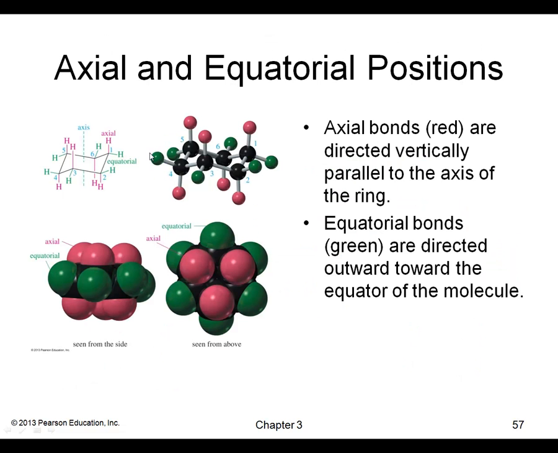But here is the important part that we want to talk about, what are called axial bonds and equatorial bonds. Axial bonds stick up or down on an axis. So all the red hydrogens are axial bonds. Equatorial bonds stick out toward the equator of the molecule, and they're all in green. So you can see it on this line bond structure, you can see it on this molecular model, and on this space filling model.